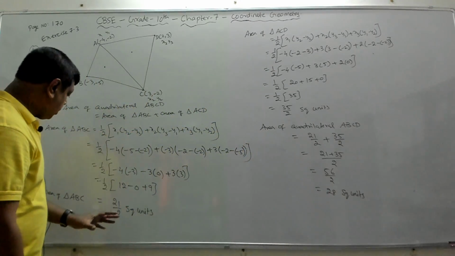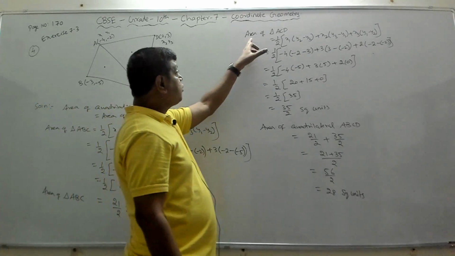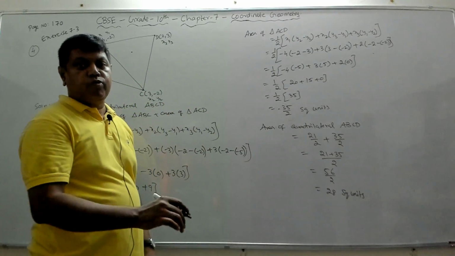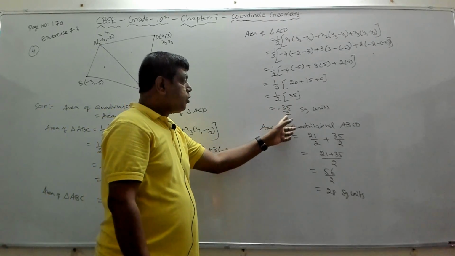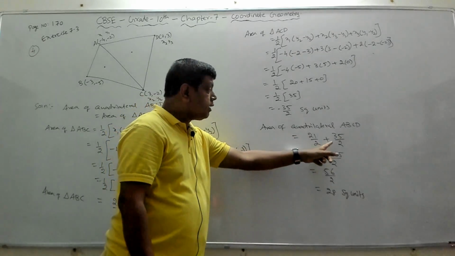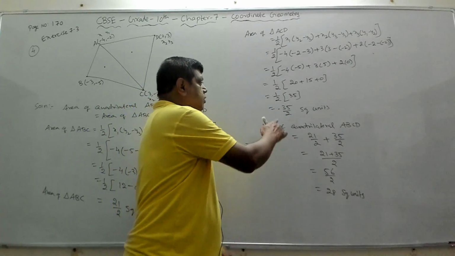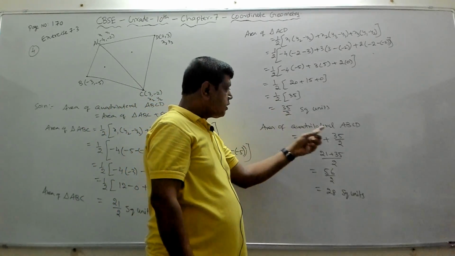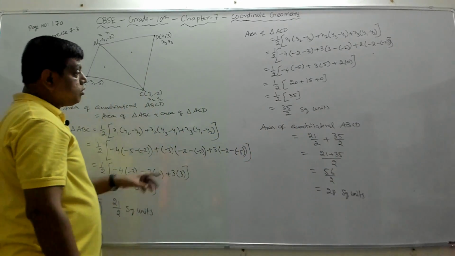So, one more point: suppose you find the area of the triangle ABC is 21 by 2. Suppose you find the area of the triangle ACD and you get minus 35 by 2, for example. Had we got minus 35 by 2, here you should not put 21 by 2 minus 35 by 2. You have to take the absolute value of this. Even if you get a negative value here, you have to take the positive value and then add the two positive values, because the area of the triangle should be positive. Here also it should be positive.